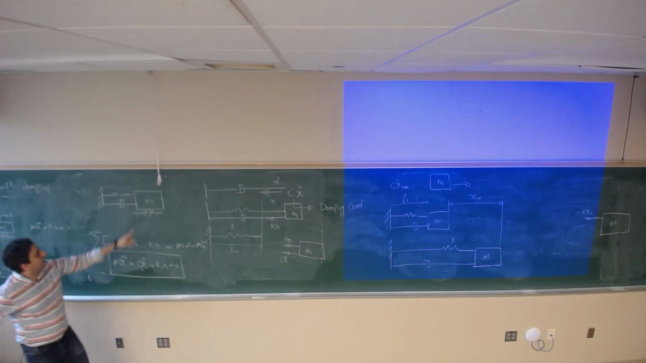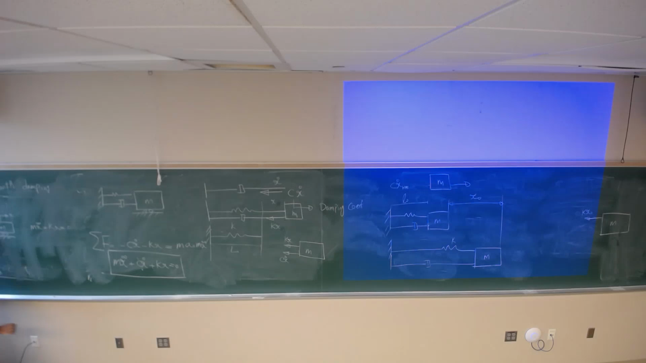So if I have something like this, if this is x and this is time, and I ask you to draw the response of the system, the response of this system is going to look like this, for example: A cosine of omega t minus phi naught, or phi. So it's going to look like this.